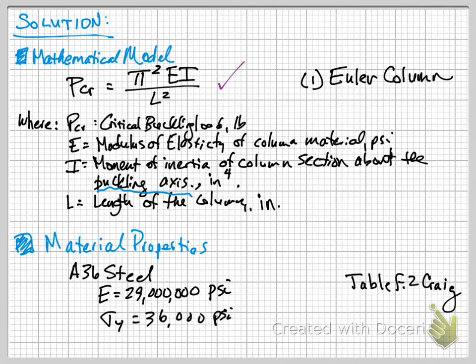E is the modulus of elasticity of the column material. That's the steel in PSI. I is the moment of inertia of the column section about the buckling axis, which we will need to determine. L will be the length of the column in inches. I looked up in table F2 the material properties for A36 steel. We have modulus of 29 million psi and a yield strength of 36,000 psi.